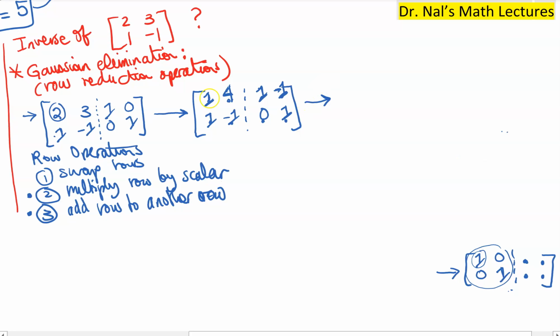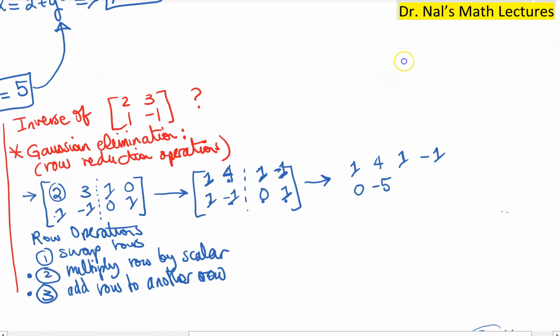Next, I'm going to add the first row. So sorry, I will multiply the first row by -1 and add it to the second row. So the first row will remain as it is, 1 minus 1, and the second row suddenly will become 0. So I'm multiplying the first row by -1 and adding it to the second row. 4 times -1 is -4, plus -1, that one will be a -5. And 1 times -1 is just -1.